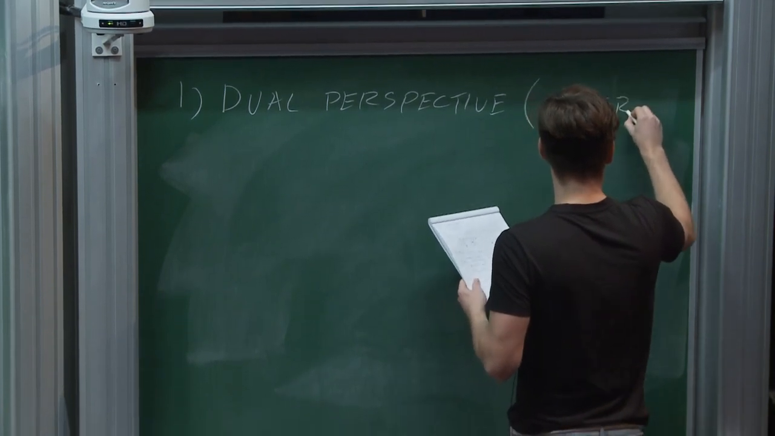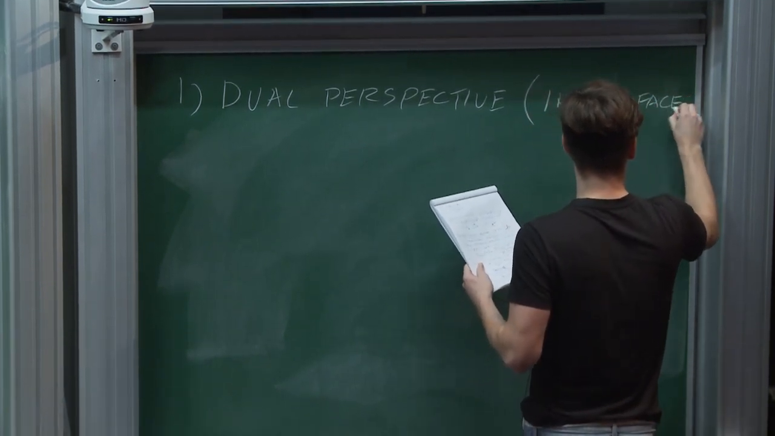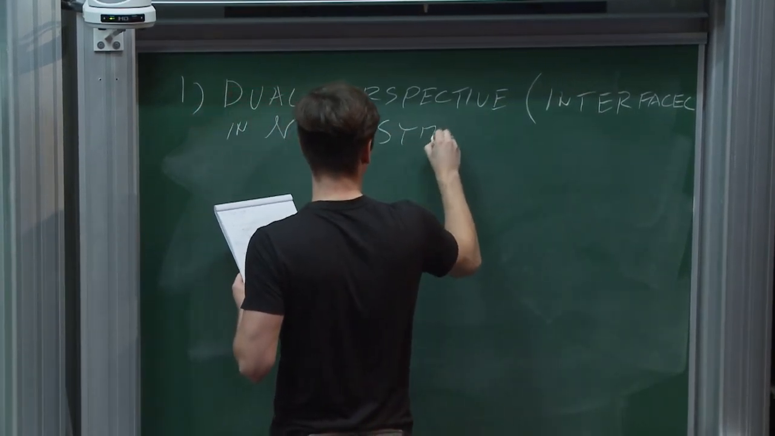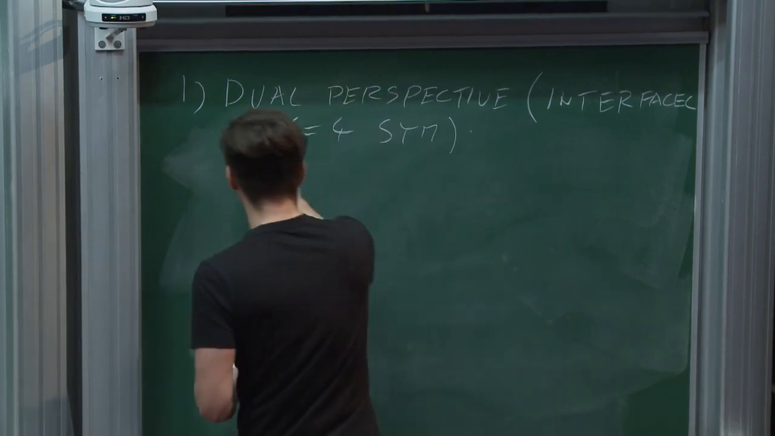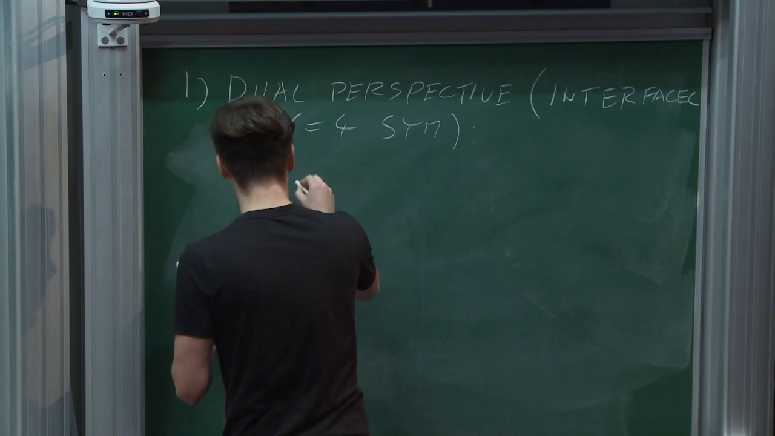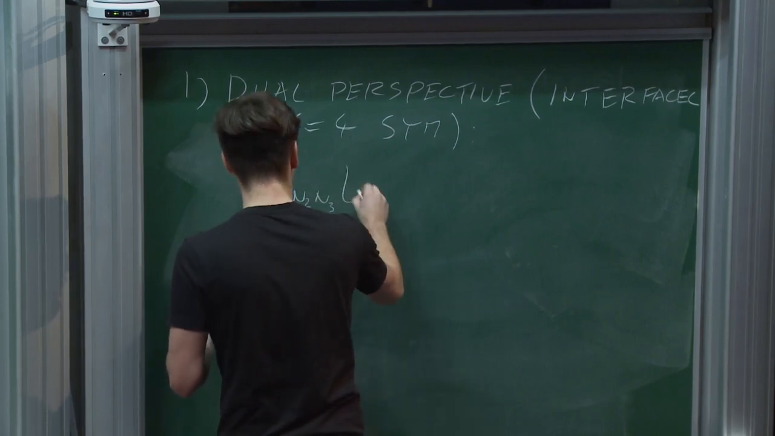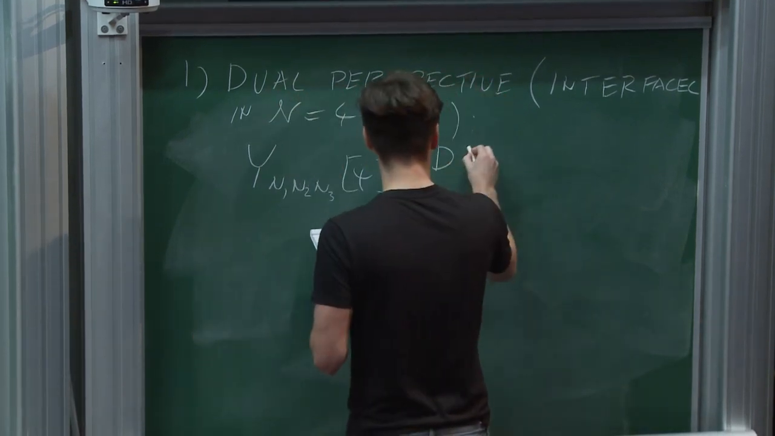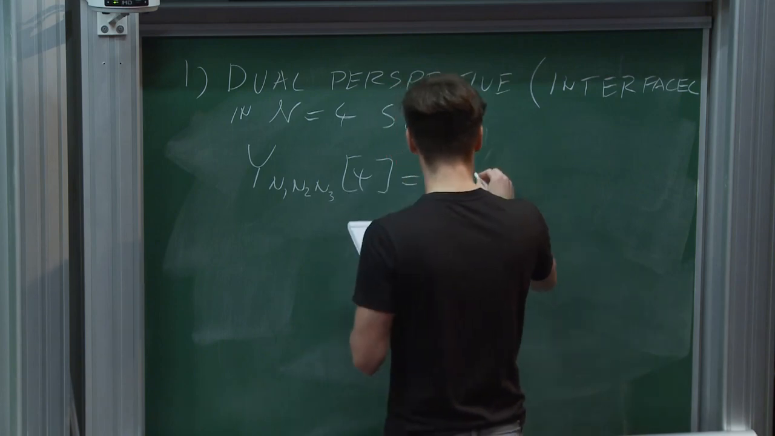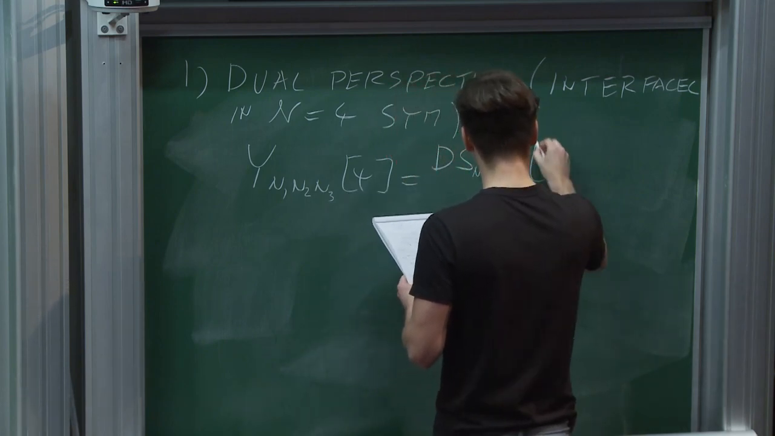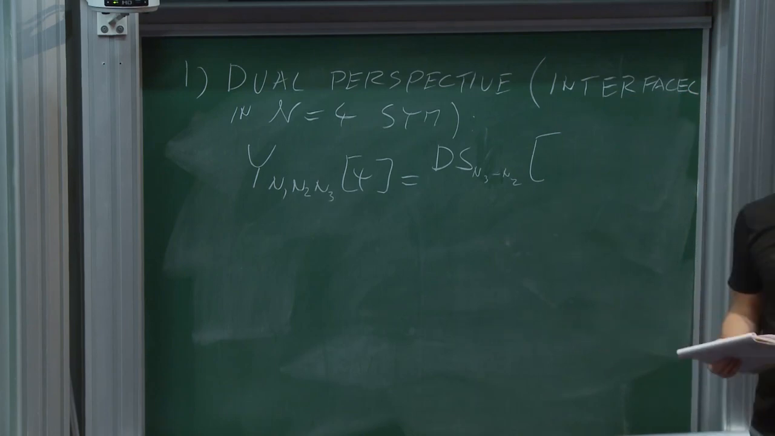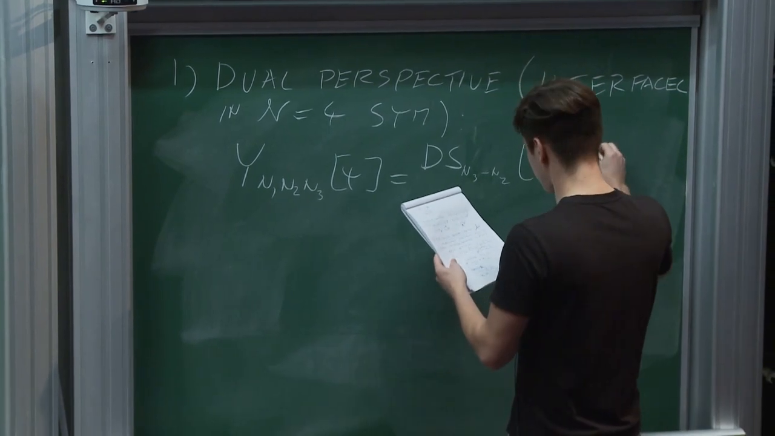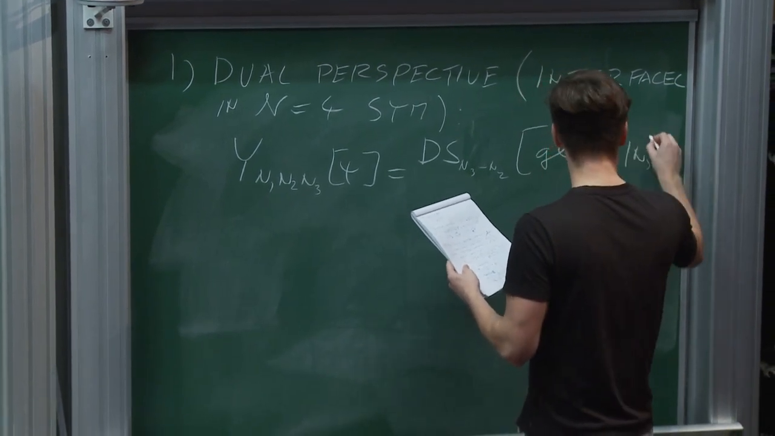So these interfaces in N=4 super Yang-Mills lead quite naturally to an identification of the vertex operator algebra in terms of a quantum Hamiltonian reduction, consisting of a Drinfeld-Sokolov reduction with respect to N3 minus N2, with respect to a principal embedding inside the N3 minus N2 diagonal block inside GL N1 plus N3.